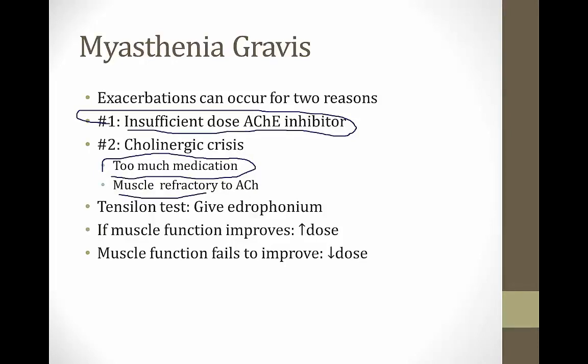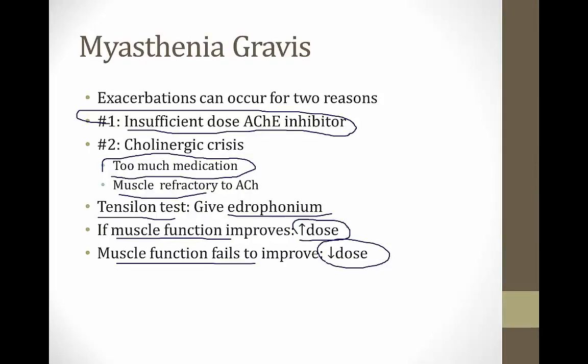The way you sort this out at the bedside is something called the tensilon test. You give edrophonium. This is an acetylcholine esterase inhibitor. This will increase the amount of acetylcholine in the synaptic cleft. If the muscle function gets better, it means the patient needs a higher dose of their acetylcholine esterase inhibitor. If the muscle function doesn't improve, it means they need a lower dose. The edrophonium test helps you sort out whether more acetylcholine or less acetylcholine is the right answer to the patient's problem.